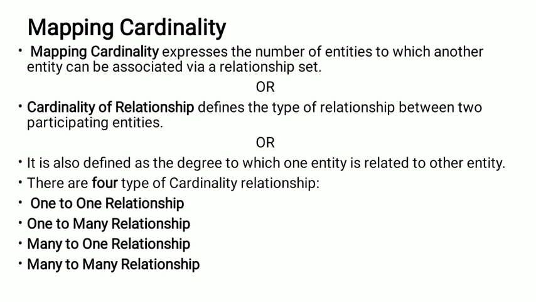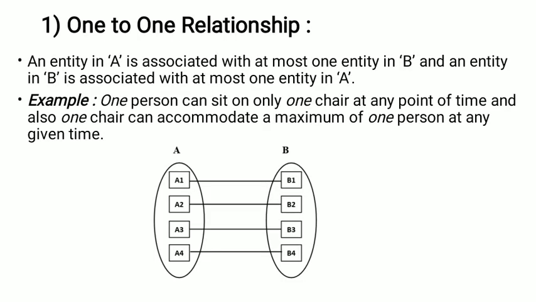There are four types: one-to-one, one-to-many, many-to-one, and many-to-many relationships. Let's see the first one, the one-to-one relationship. An entity in A is associated with at most one entity in B, and an entity in B is associated with at most one entity in A. For example, one person can sit on a chair at any point, and a chair can hold a maximum of one person at a given time.